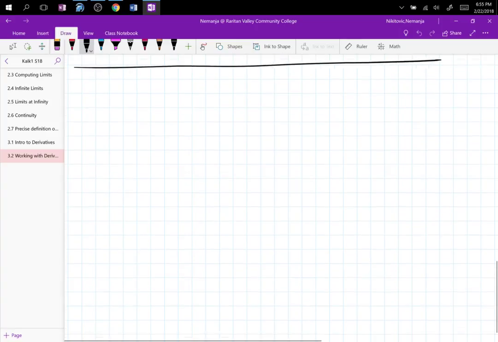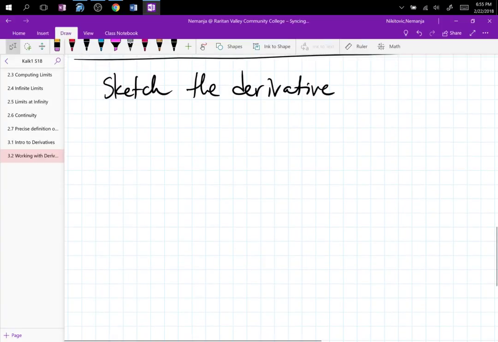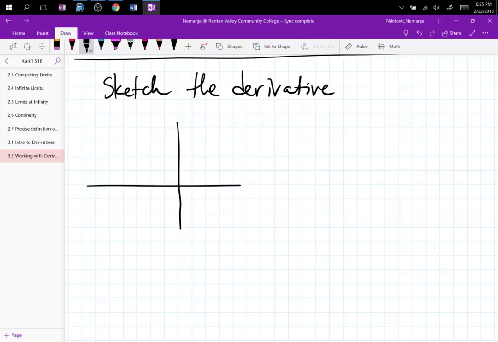Finally, sketch the derivative. Sketch the derivative. And what's given to you is the function.